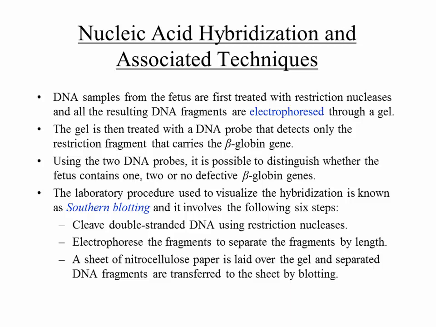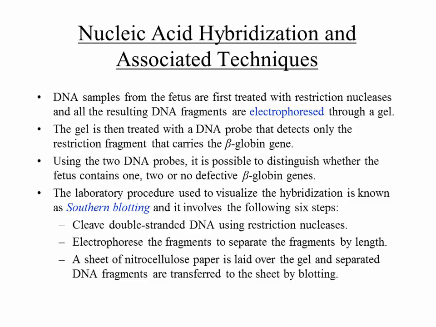It's going to break it down into much smaller pieces in a very predictable fashion. So DNA, because you're not going to deal with those 3 billion nucleotides, you want smaller pieces. So you're going to take DNA samples from the fetus, treat them with restriction nucleases, and all the resulting DNA fragments are then electrophoresed through a gel.